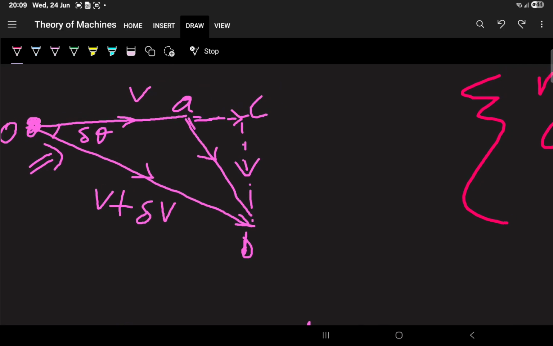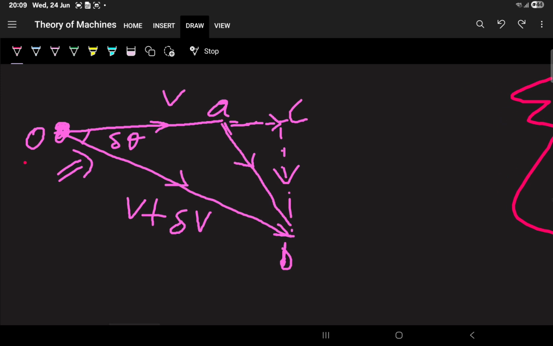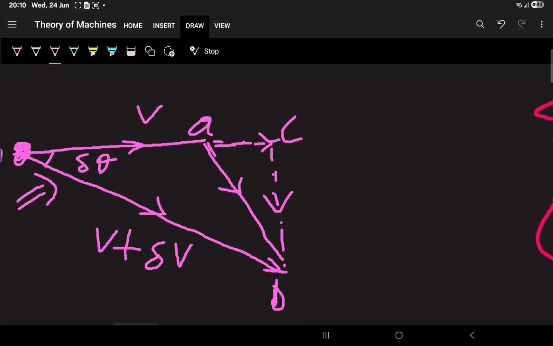Now, OB is equal to vector V plus, there's supposed to be a vector here. Now, this is the sum of this here and this here, so we know AB is going to be change in V. Now from that theorem, we know this is supposed to be change in V.